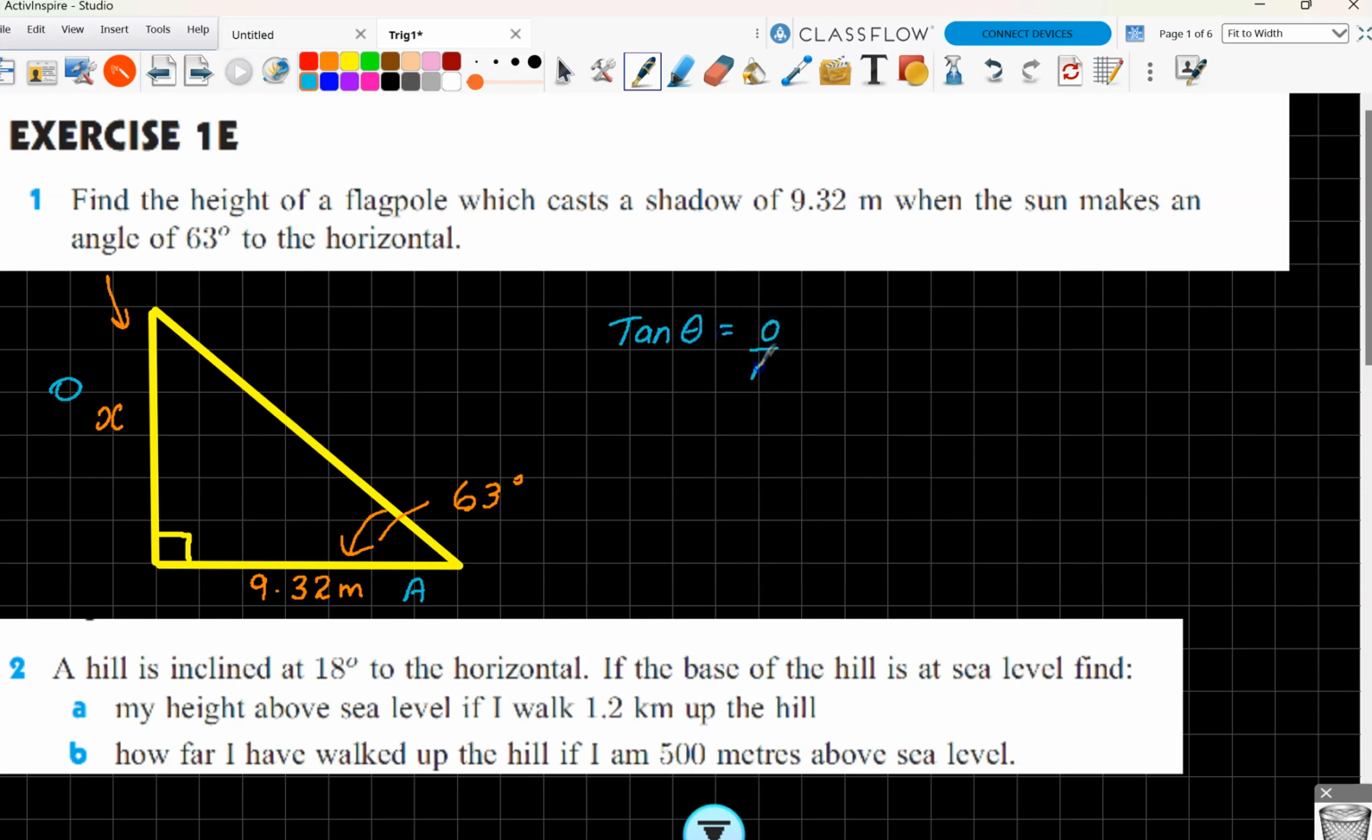Once we've got our rule, we want to substitute our information in. So tan 63, your opposite is the X, and your adjacent is 9.32, and it's a simple matter now. Let's get rid of the divide by 9.32 and times. So 9.32 times tan 63, and I'll leave you to work that out on the calculator, making sure that your calculator is in degrees.